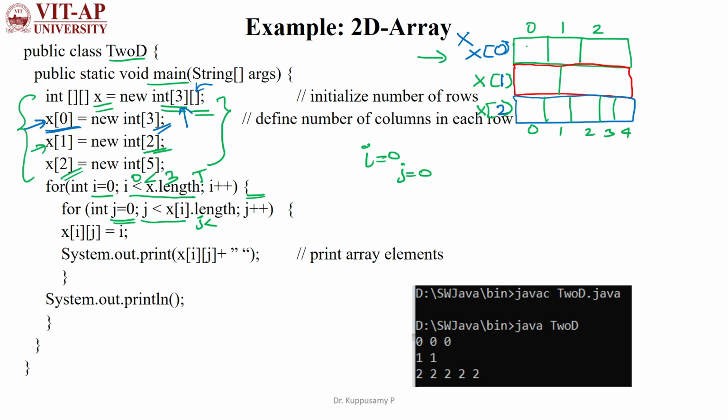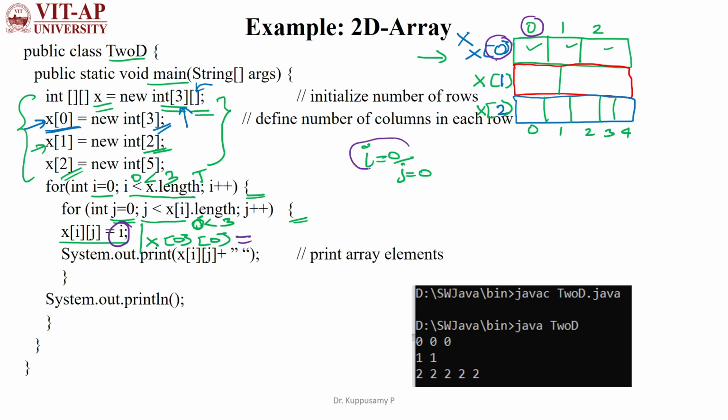Look here: first memory location, second memory location, third memory location. There are 3, so 0 less than 3 is true. Once it is true, it will enter this for loop. Here x of i j means x of i value 0 and j value 0, so x of 0 comma 0 is this location, the 0th row, 0th column. There we are going to assign the value of i.